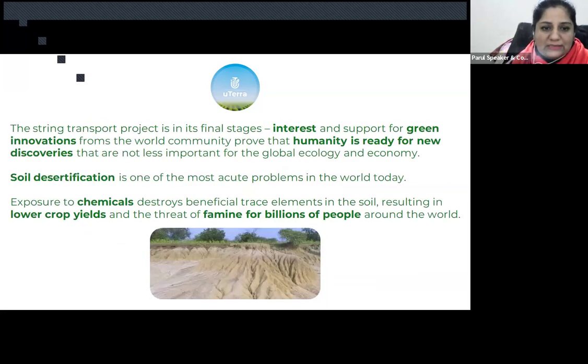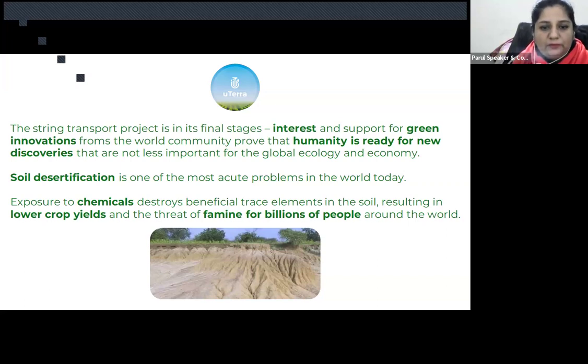So let's start. What is that? What we have realized is that the string transport project is in its final state, right? And the interest and support for green innovation from the world community prove that humanity is ready for new discoveries that are no less important for the global ecology and economy. People now understand how important it is to give life to nature. We have already made so much mess of it. Now it's our responsibility to give life to the dead soil, to the dead environment. So we start with the dead soil.